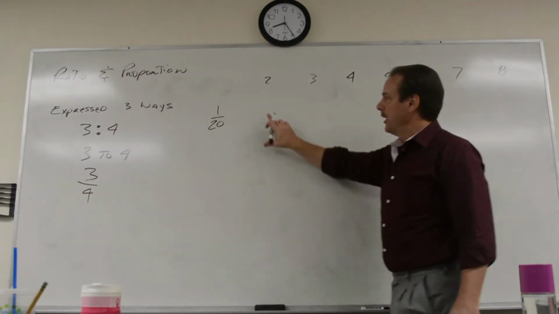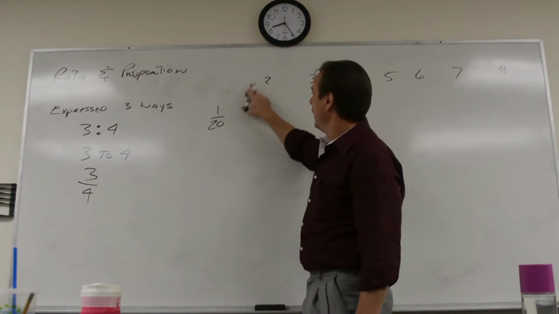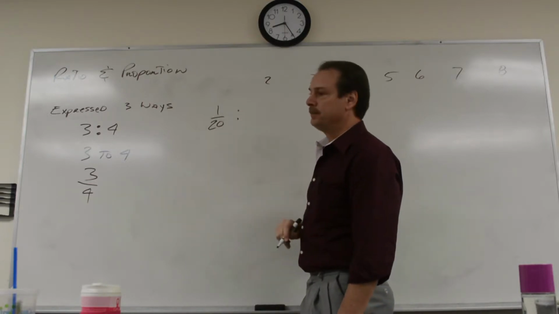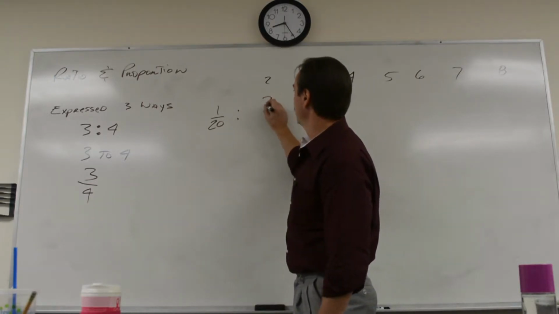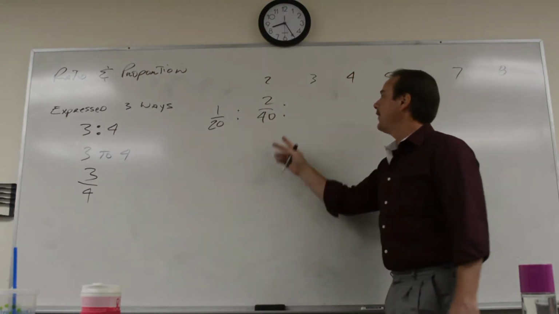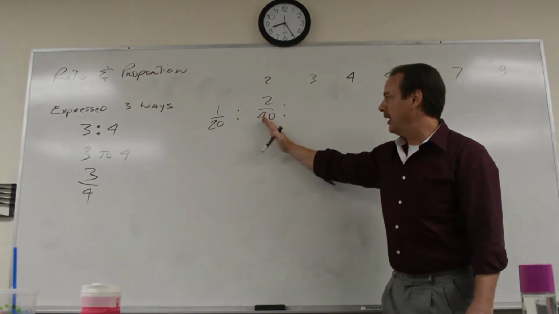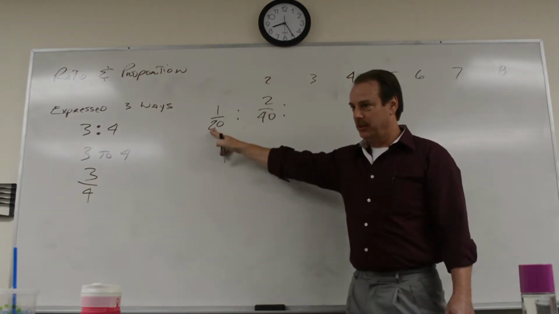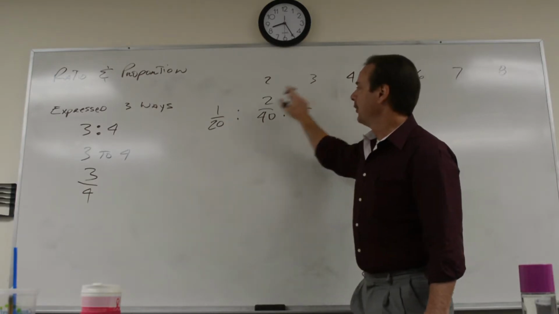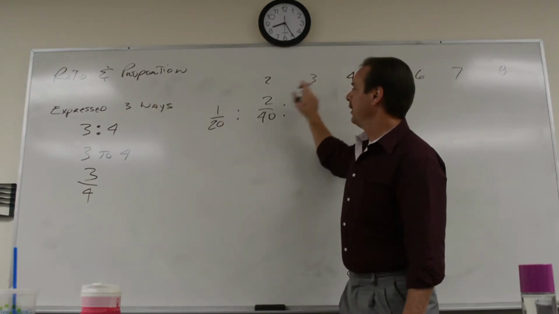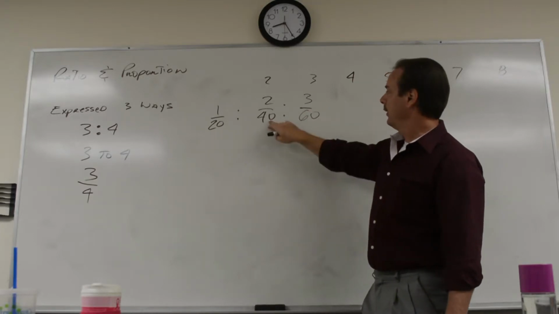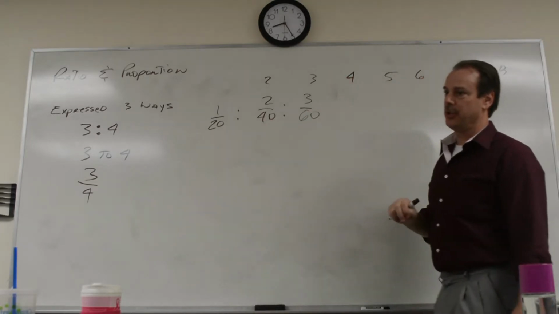If I wanted to make another equivalent ratio, and I multiply my numerator and denominator by 2, what am I going to get? 2 over 40. Now to find this next ratio, I don't multiply this. I go back to my original ratio. If I multiply the 1 by 3, I'm going to get 3. If I multiply the 20 by 3, what am I going to get? 60. All 3 of these are equivalent ratios.